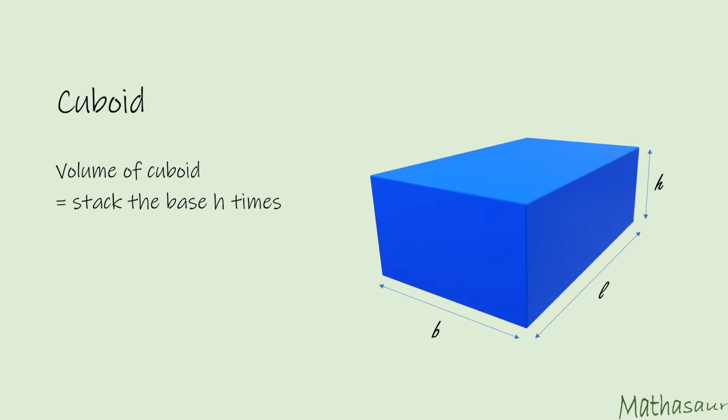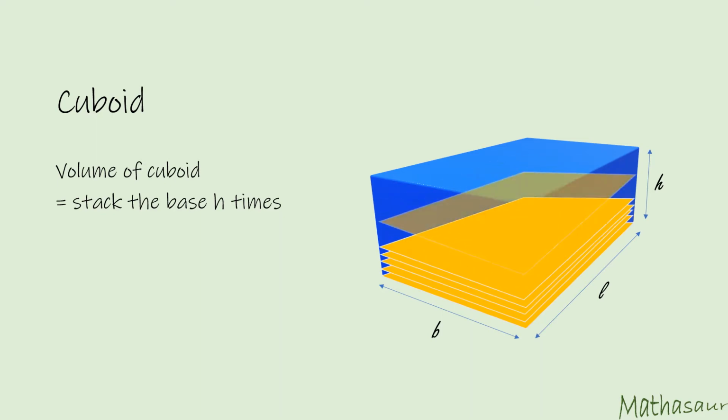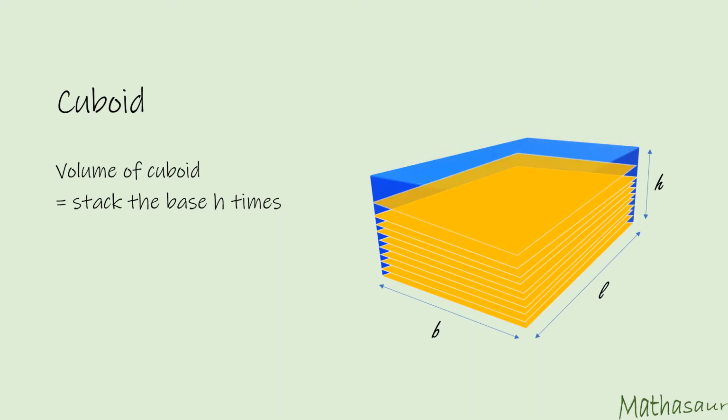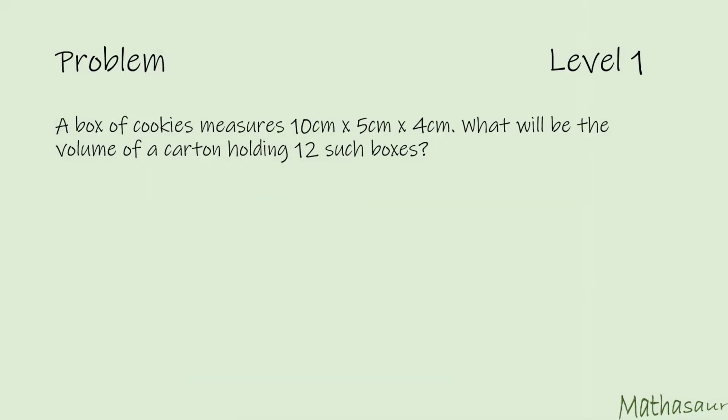Let us stack this base h times. Now the volume of cuboid can be represented as the area of base multiplied by height, or L into B into H. Let us look at a problem.